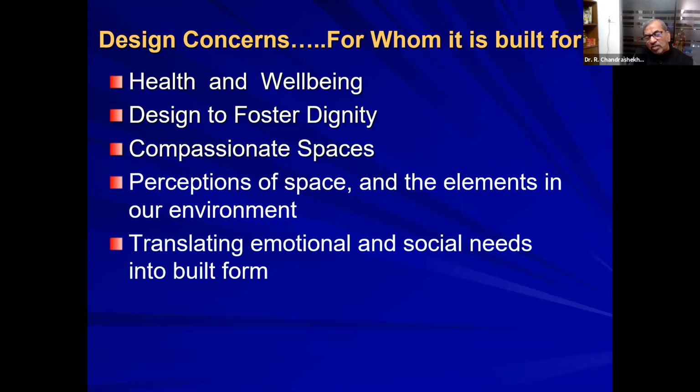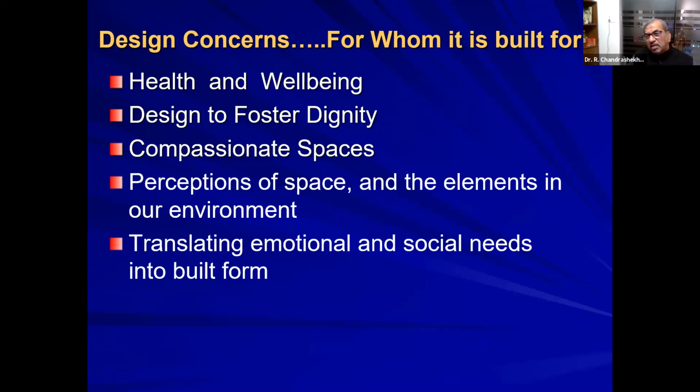Translating emotional and social need into built form. Sometimes you can observe what way they sit, squat, how they watch, read, or how they eat. A person who is comfortable sitting and eating down, suddenly you cannot give something else. So you have to have variety. So you have to think of all. And remember one thing, we always bring in the culture of the place.